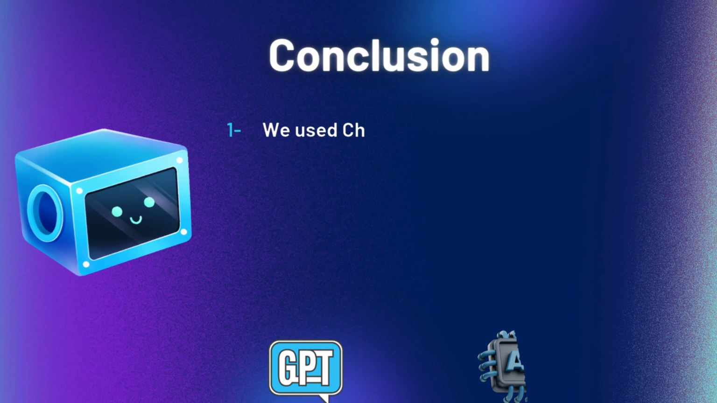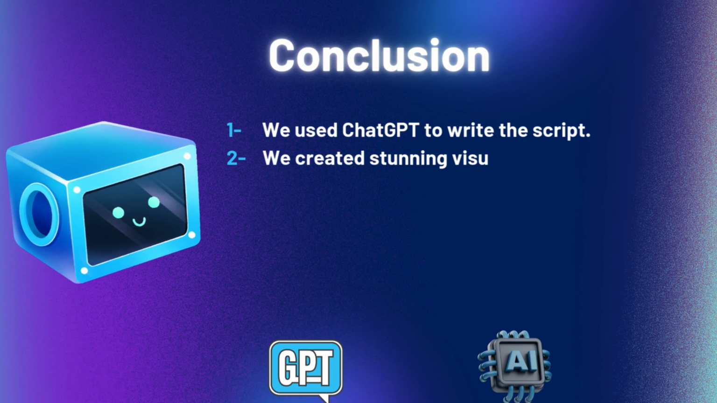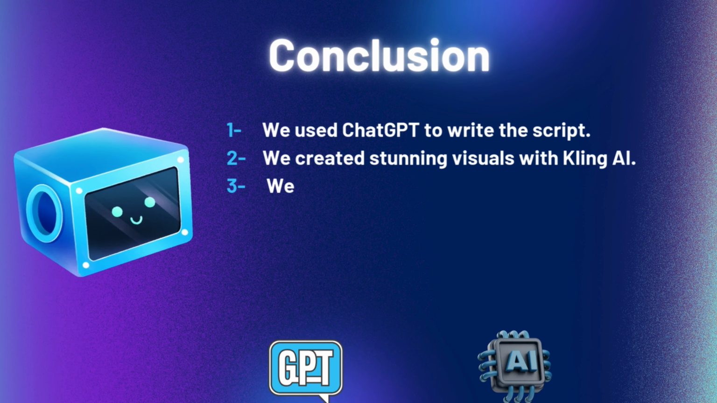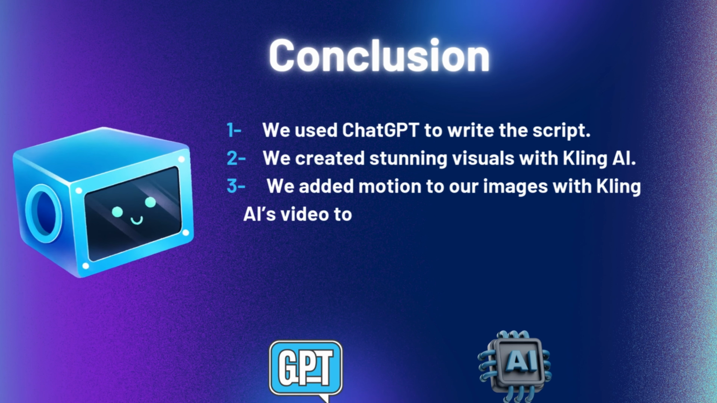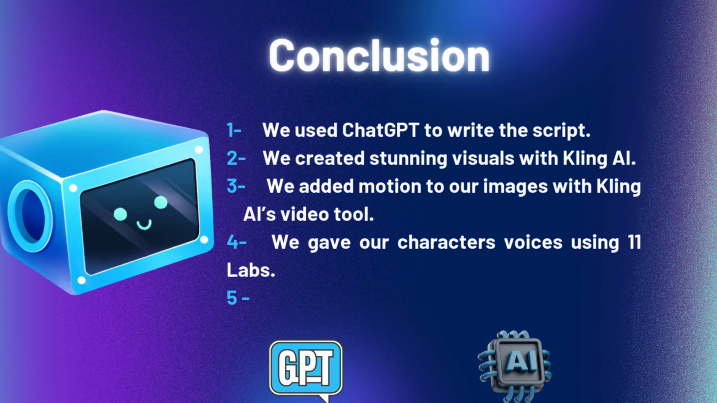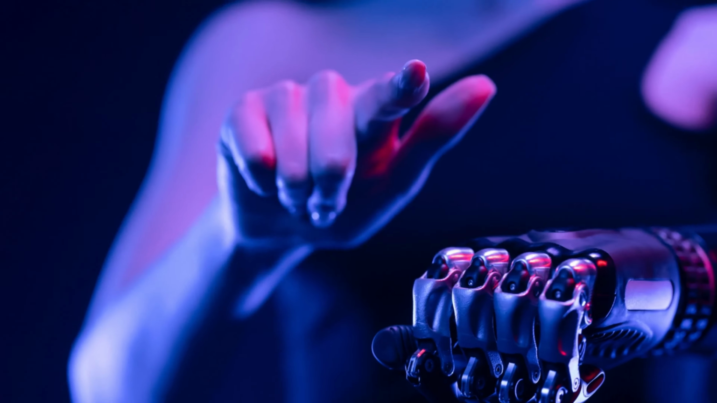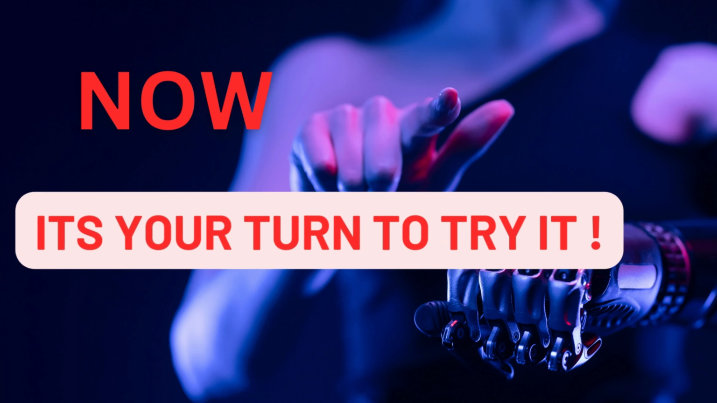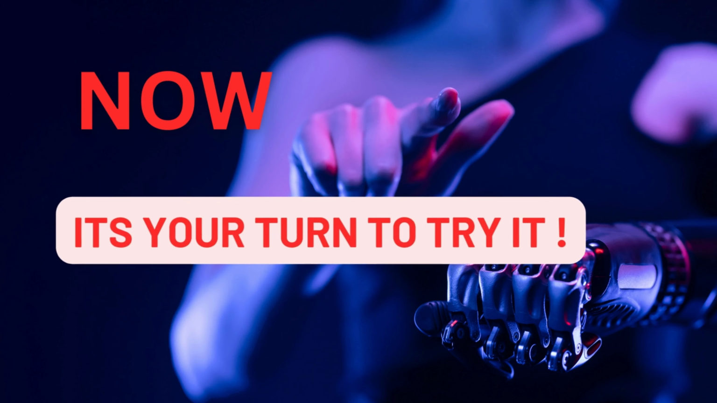Let's recap. We used ChatGPT to write the script, then we created stunning visuals with Kling AI. We added motion to our images with Kling AI video tool, and then we gave our characters voices using 11 Labs. Finally, we edited everything together in CapCut. Now it's your turn to try it. Follow these steps and you will be making amazing animation in no time.